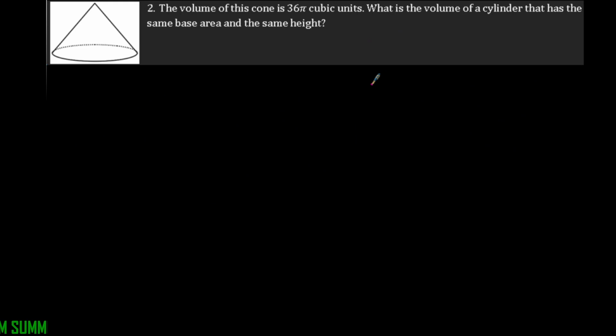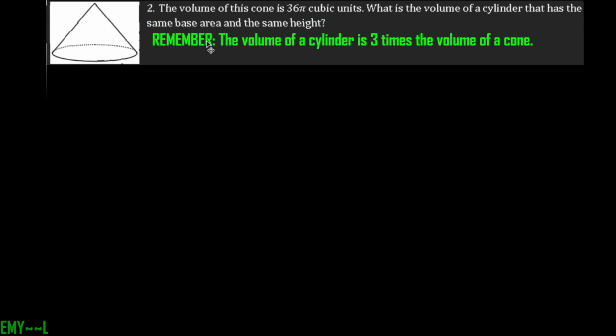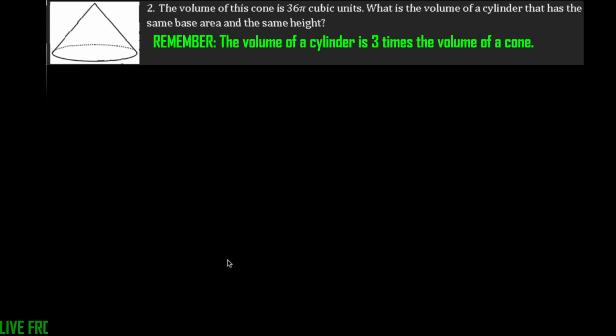For number 2, it says the volume of this cone is 36 pi cubic units. What is the volume of a cylinder that has the same base area and the same height? This is similar to the previous video, but what we can do is remember that the volume of the cylinder is 3 times the volume of the cone. So all we have to do is say this.